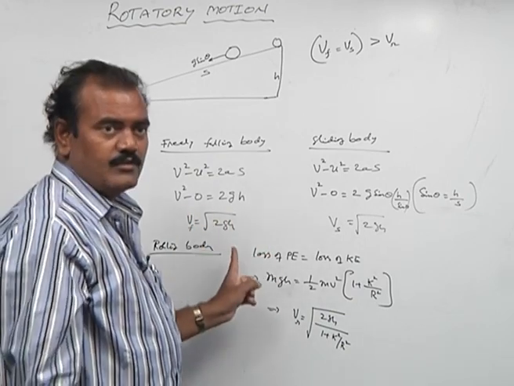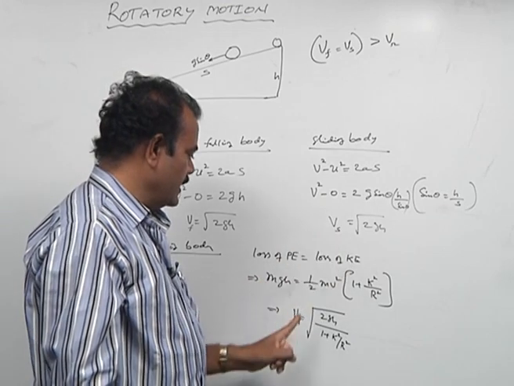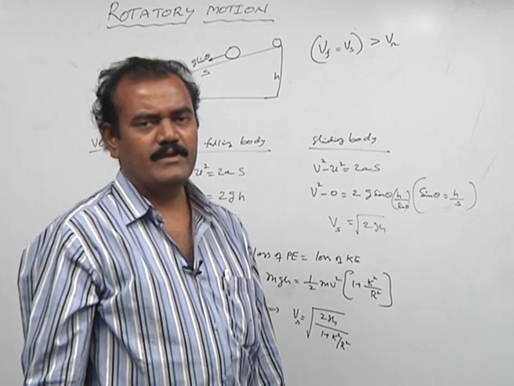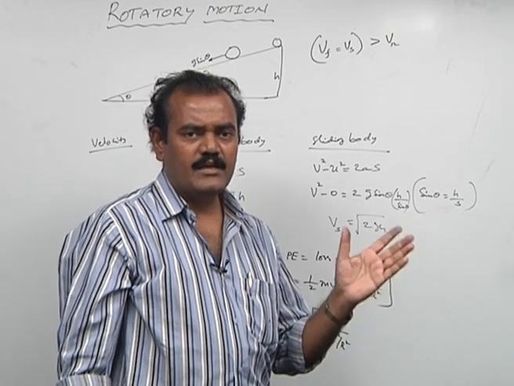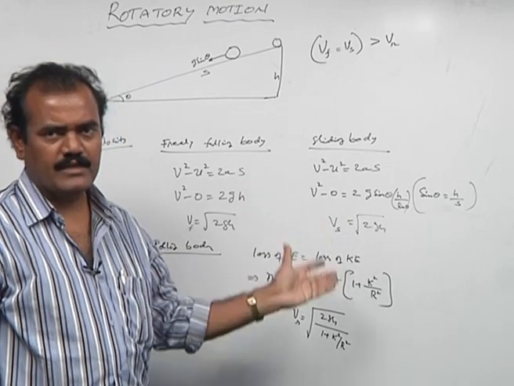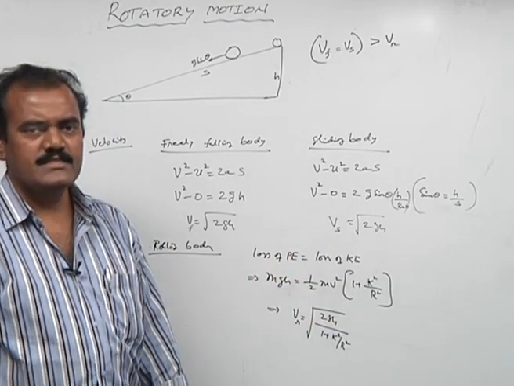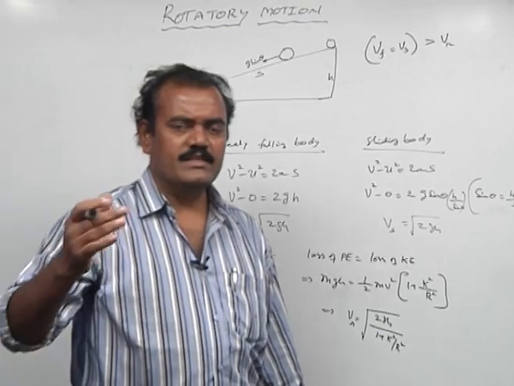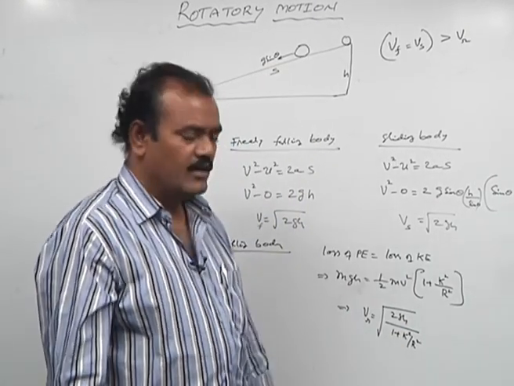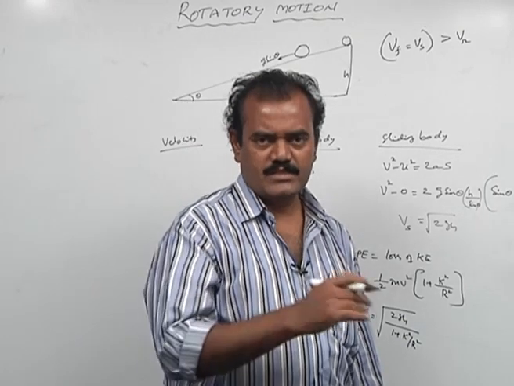This is the relation among them: the freely falling body, the sliding body and the rolling body. In my next class I will explain the time and acceleration of the freely falling body, the rolling body and the sliding body at the bottom of the inclined plane, and similarly the time taken for all these bodies. After that we can come to the problems based on this.